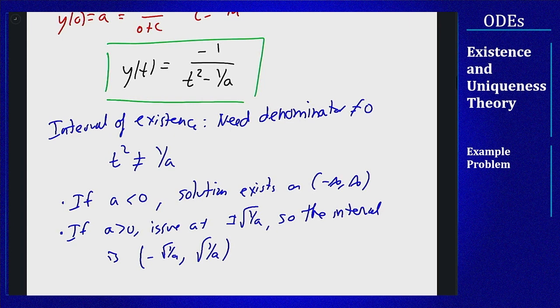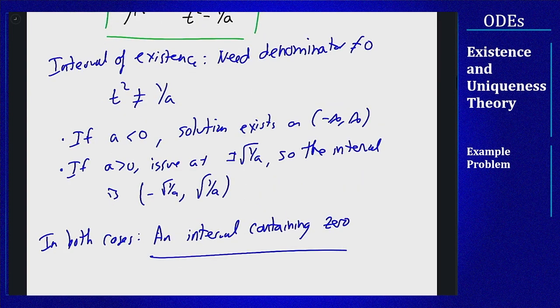Now the important final conclusion here is that in every case, our answer is an interval that contains 0. And that result is all that we have guaranteed from the nonlinear theorem for this problem. Because we started with y of 0 equaling a, we're only guaranteed that the solution will exist and be unique on some interval containing 0. And whether we're in the case where it's negative and goes for all time, or it's positive and exists for a very short time, no matter what, we always get some interval containing 0.